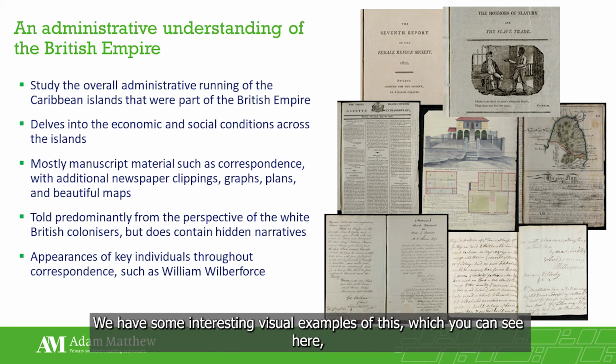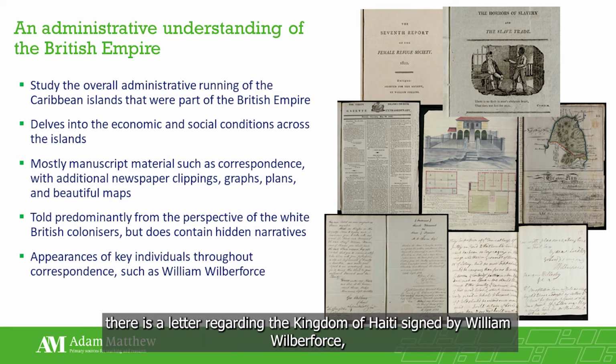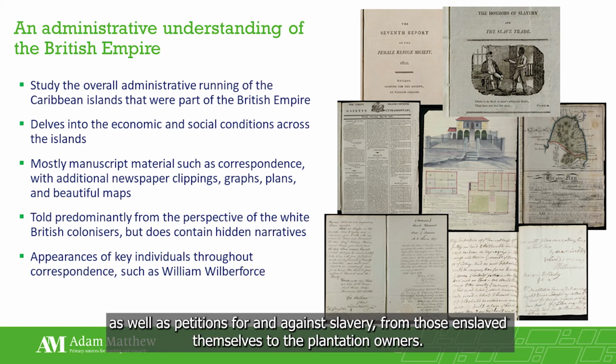We have some interesting visual examples of this that you can see here. This includes a map with references to the economic value of land, a hospital built specifically for enslaved peoples, and a letter regarding the Kingdom of Haiti, which is signed by William Wilberforce, as well as petitions for and against slavery. These are from the enslaved themselves to the plantation owners.